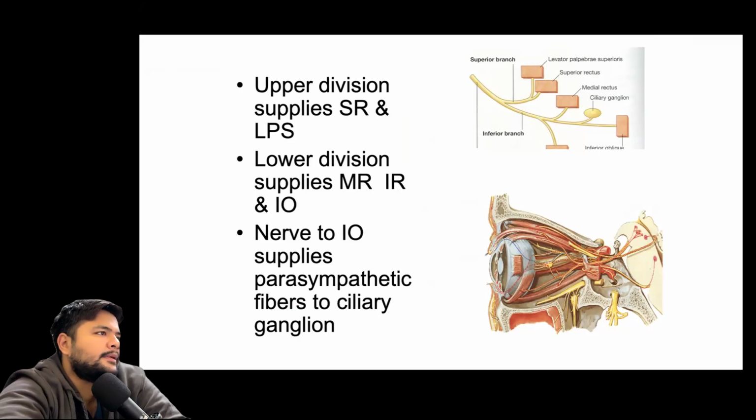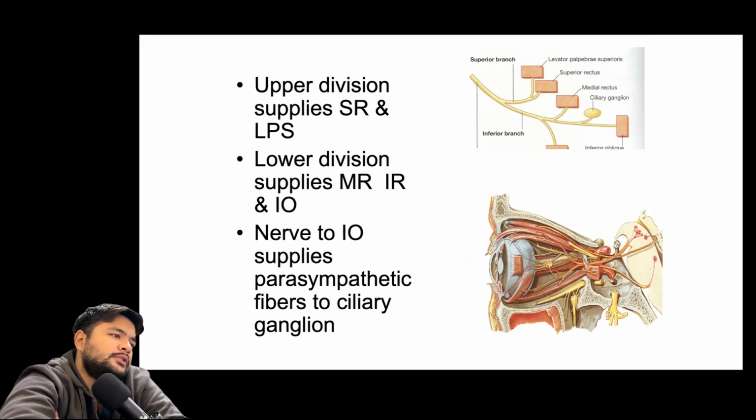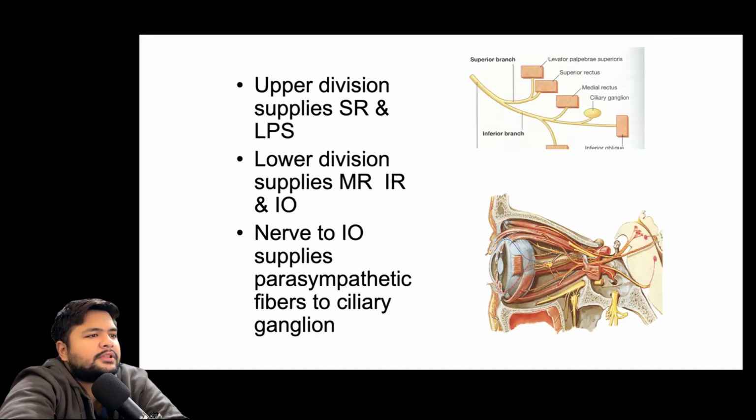So the upper division had a senior, okay. The senior had a beautiful girlfriend known as the levator palpebrae superioris. These are supplied by the upper division, and the juniors, MR, IR, IO, these small juniors, are supplied by the lower division, poor juniors. Then coming to the nerve to the inferior oblique, which supplies the parasympathetic fibers to the ciliary ganglion.